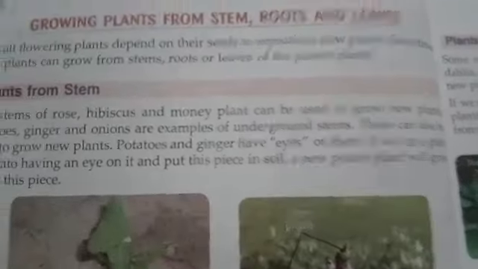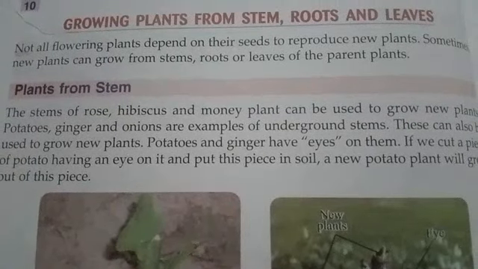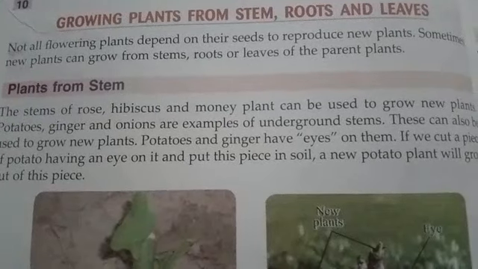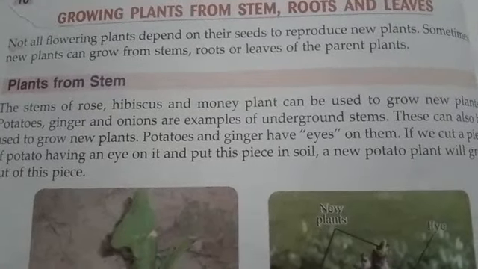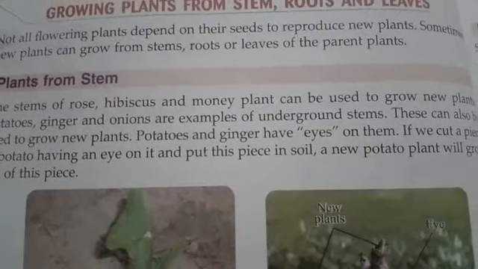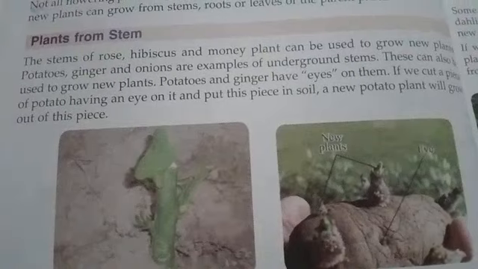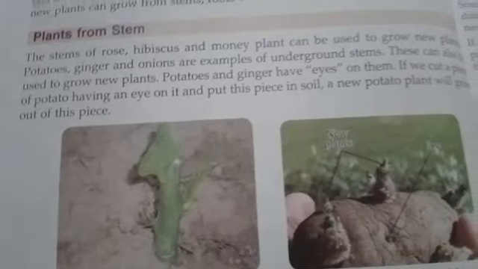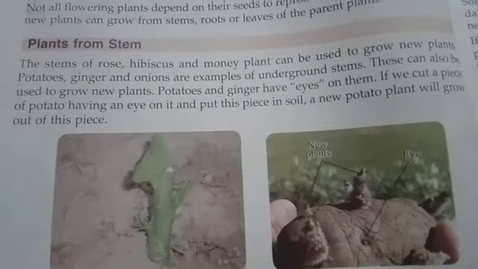Now, growing plants from stems, roots and leaves. Not all flowering plants depend on their seeds to reproduce new plants. Sometimes new plants can grow from stems, roots or leaves of the parent plants. So, how do plants grow from stems? Here you can see the stems of a rose plant. Rose plant and hibiscus plant are all flowering plants. Rose, hibiscus and money plant stems can be used to grow new plants.